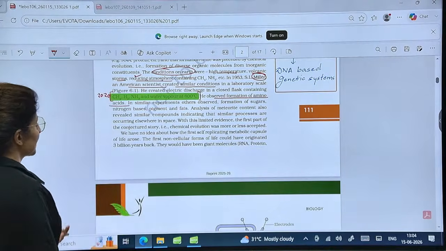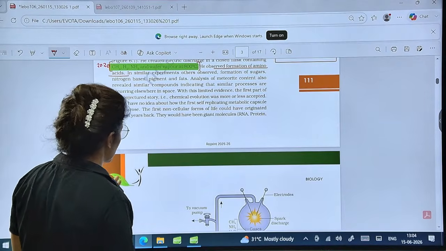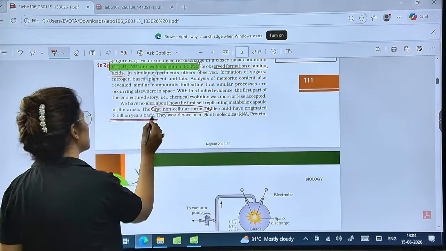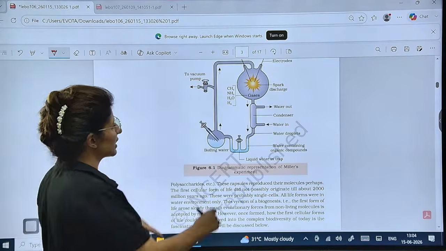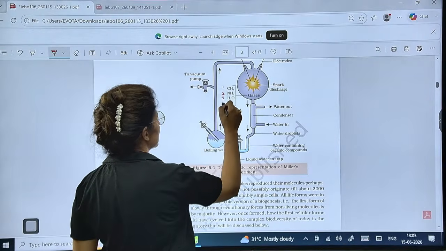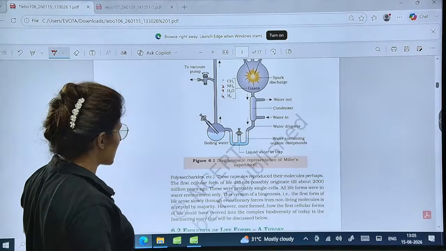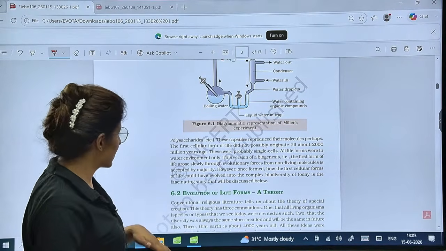Is it clear? Now, we had no idea where the first replicating metabolic form came from, but the first non-cellular form of life could have originated 3 billion years back. So this was the setup. These were the 4 molecules taken by Miller, and he generated a spark, and in the spark chamber, the reaction went on continuously for 17 to 18 days.